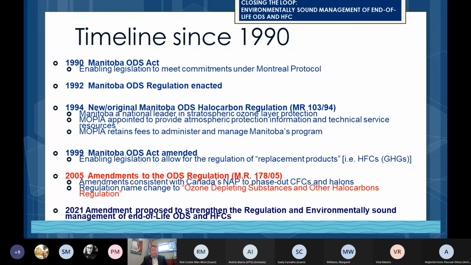Just to give you a bit of background, this all came together, of course, back in 1987 with the Montreal Protocol and so forth, but we were really the first to implement an Ozone Depleting Substances Act and regulation in Manitoba, which gave us the pathway forward to make sure that not only the consumers, but the industry was going to buy into addressing ozone depleting substances and climate change gases.